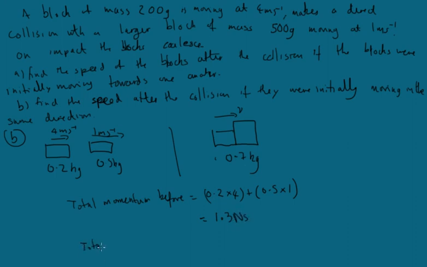The total momentum after is going to be 0.7 times this new velocity v, and it must equal 1.3, so the velocity here must be 1.86 meters per second. So I hope that makes sense.